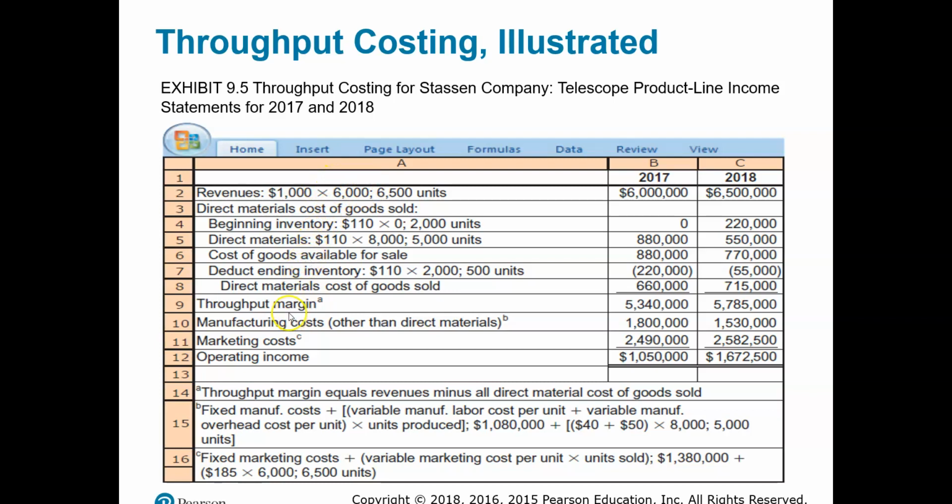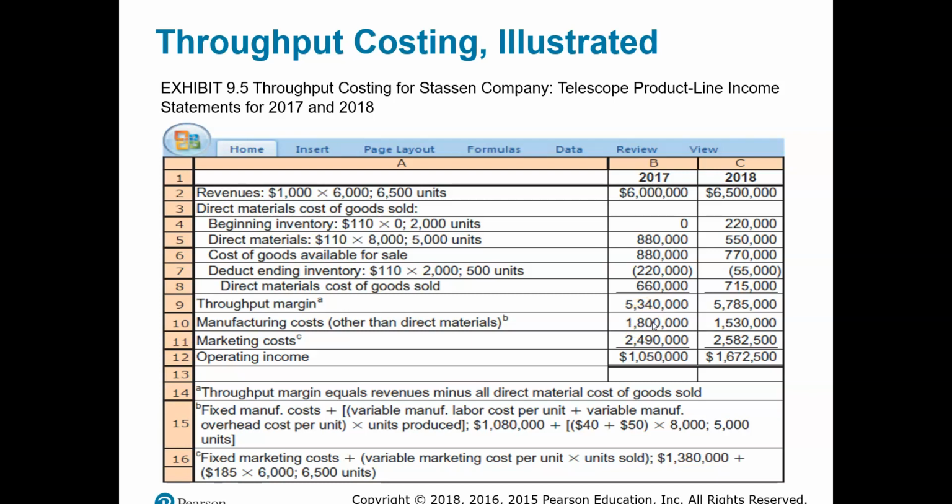And then we have an illustration here for Stats & Company when they're producing their telescopes. Let's just look at 2017. Revenues are $1,000 per telescope times 6,000 telescopes sold. And under throughput margin, we look at only the direct materials cost of goods sold. We do that by taking our beginning inventory, multiplying it by the direct materials cost, and getting our direct materials cost of goods sold here for a throughput margin. Other manufacturing costs are expensed off in their entirety.